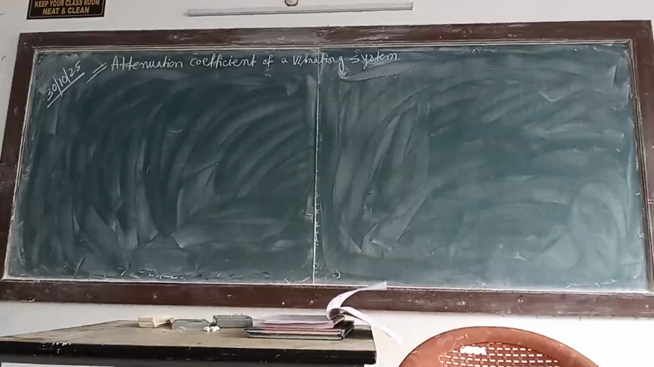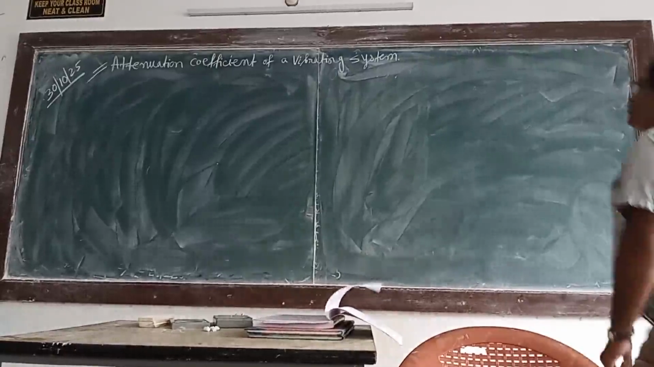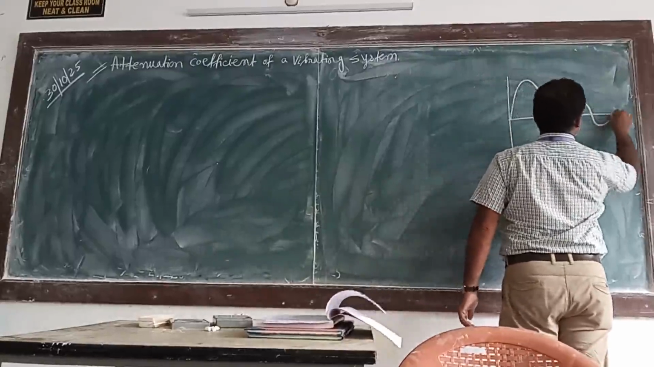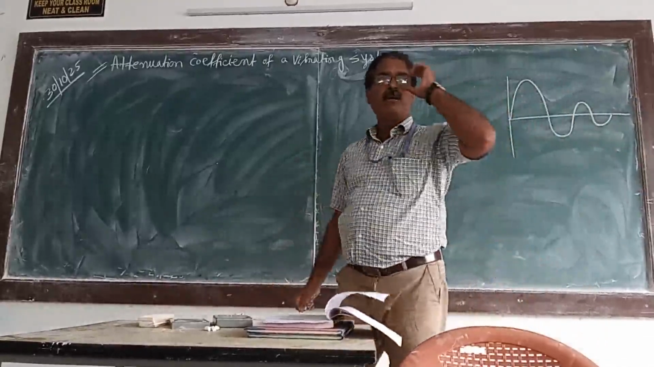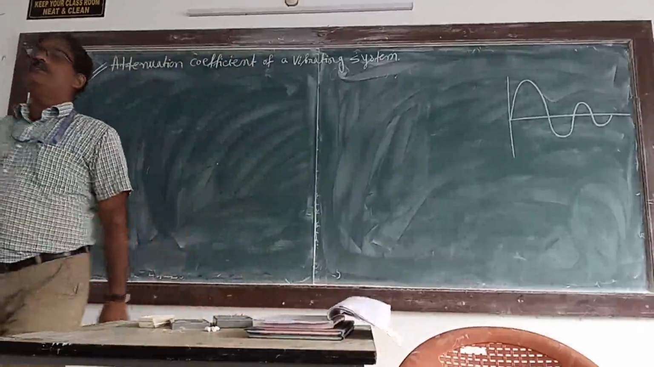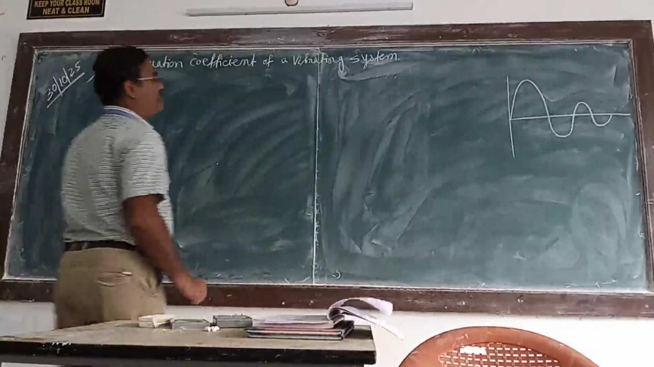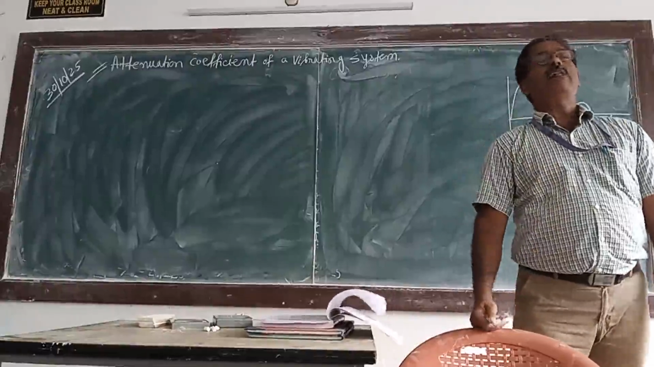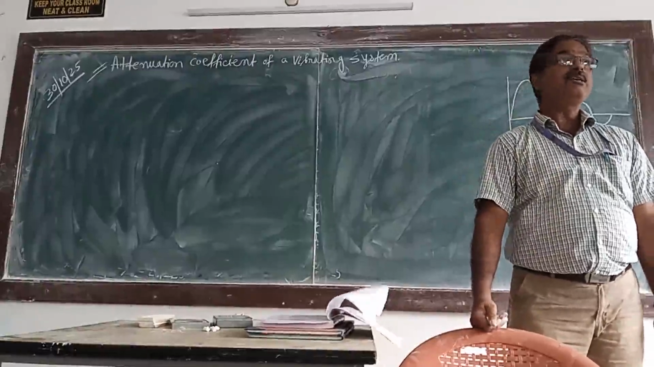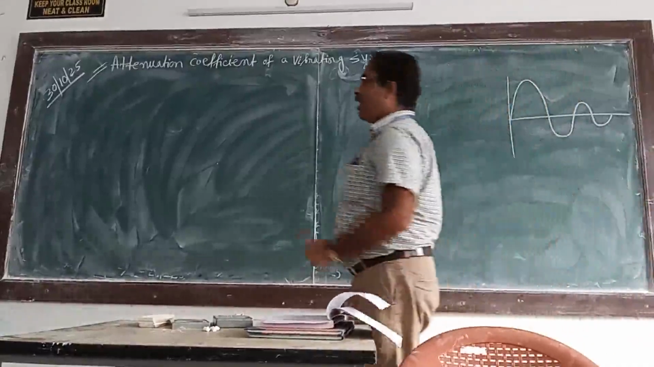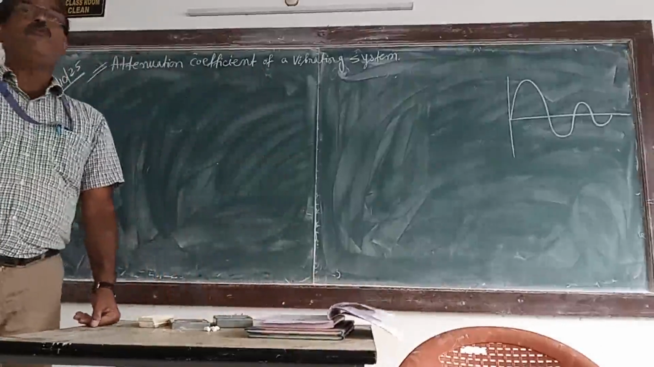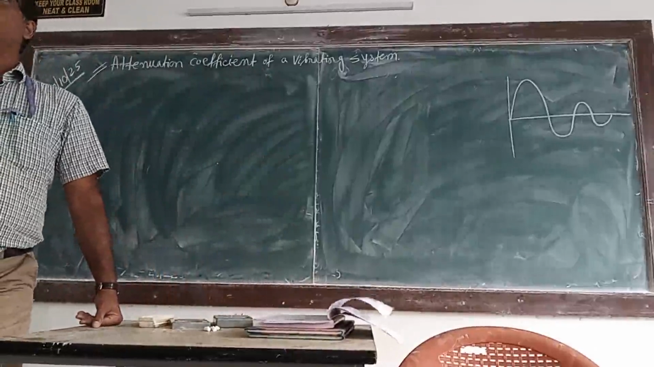What is attenuation coefficient? We know that in a damped vibration, the amplitude of vibration decreases with time. Okay. So attenuation coefficient describes how the amplitude of vibration decreases with time.